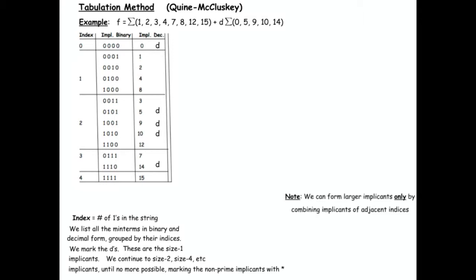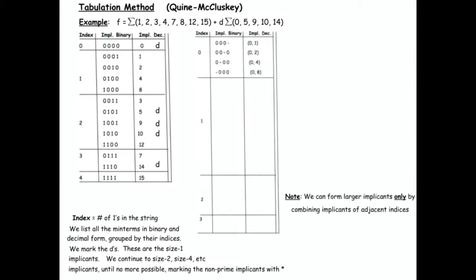Now, we can form larger implicants only by combining implicants of adjacent indices. We know that from K-maps: if you have some ones on the K-map and you want implicants of size 2, very simple, you can form them around 2 ones that are next to each other. Again, we can form larger implicants only by combining implicants of adjacent indices. And we're going to use the Hamming distance here to do that without a visual K-map.